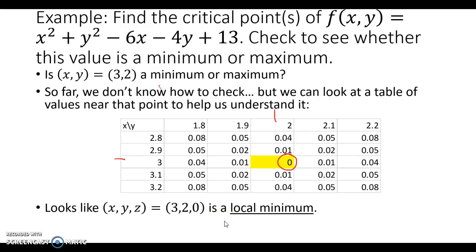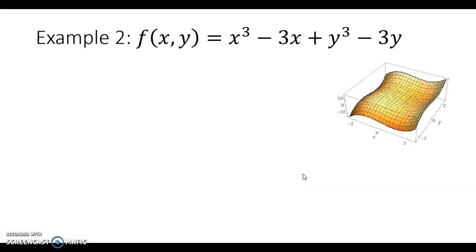And for the most part, as long as these functions behave well, we can kind of do a table test each time. Well, let's look at something a little bit more sophisticated, a little bit more complicated. Here I have x cubed minus 3x plus y cubed minus 3y. And I take a look at the graph and I see that it has all kinds of waves and shapes and curvature to it. So it's a cubic function in both the x and the y directions. So I've got an x cubed and a y cubed.